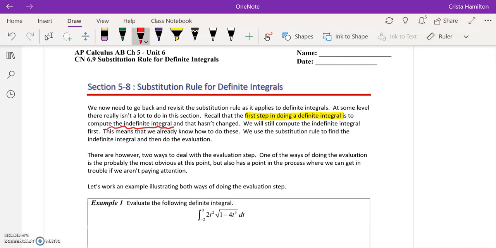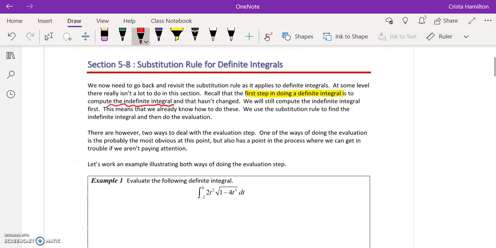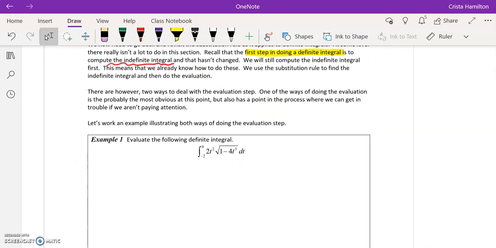So we're going to start this process doing exactly the same thing that we did in the practice videos on indefinite integrals: identifying the u with the inside function, calculating its derivative, determining whether we need a corrector constant or not, and then doing the u substitution and thinking about what the antiderivative is. However, there are going to be two ways to deal with the evaluation step.